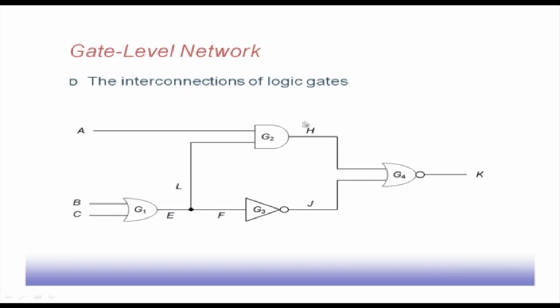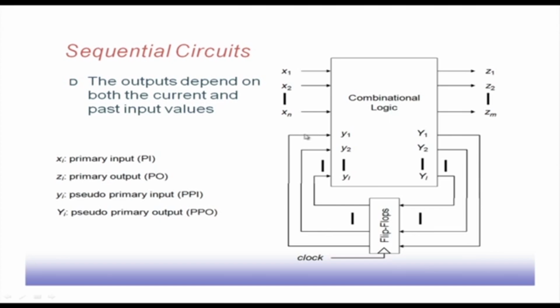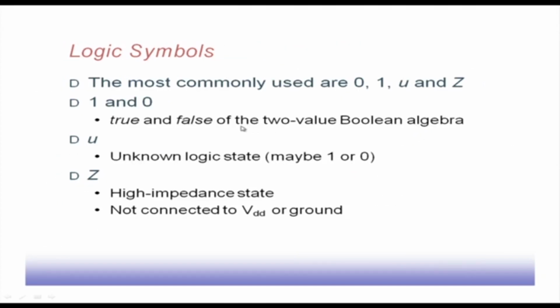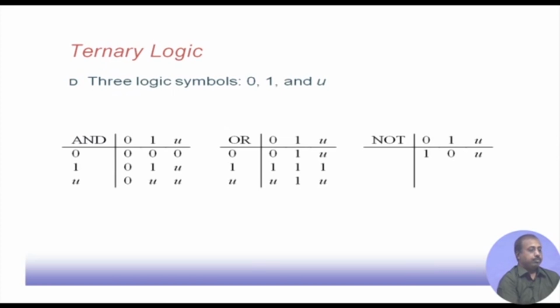So, at that point of time the value of H is unknown. That unknown is sometimes used to represent the unknown logic state. It may be 1 or 0, and there is another logic state which is Z, or high impedance. They are neither connected to VDD nor connected to ground. So, they are neither 1 nor 0, but U means it is either of them, but it is unknown. Z means it is high impedance, but it is not connected to either of them, VDD or ground.